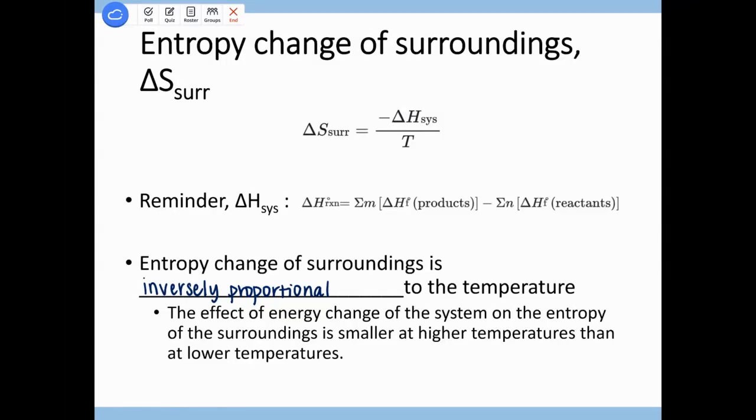The effect of energy change of the system on the entropy of the surroundings is smaller at high temperatures than at lower temperatures. So if we have a higher temperature, delta S of the surroundings will be smaller than if we have a low temperature. If we have a low temperature, delta S will be larger.